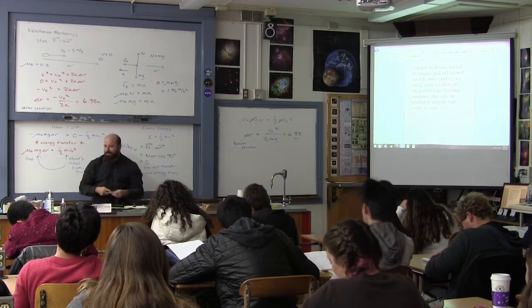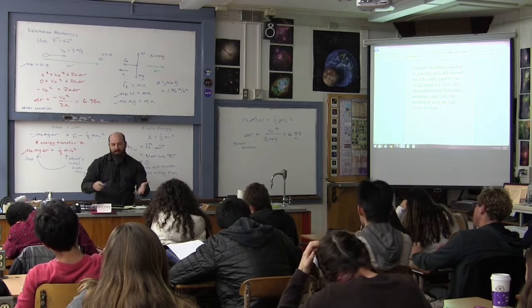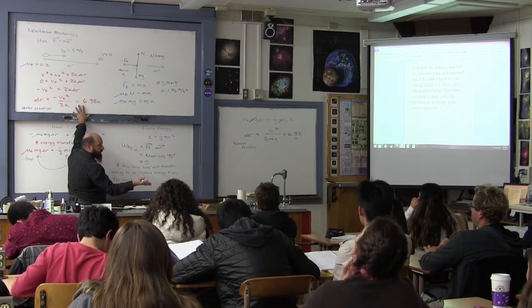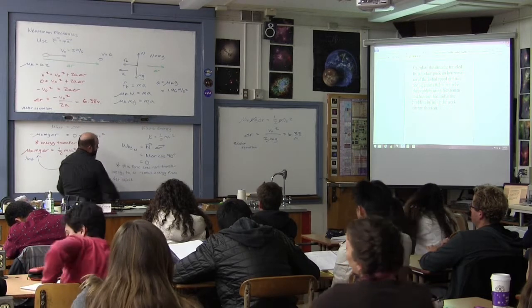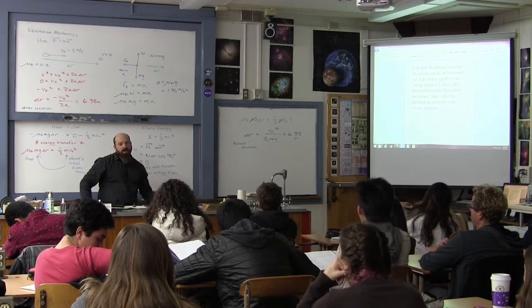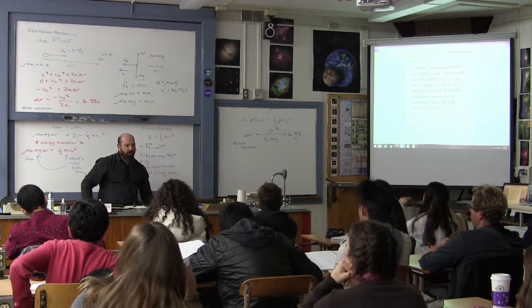What this means is that in theory, you could actually set up any problem in dynamics with either method, F equals ma, and then solve for whatever it is that you're looking for, or the work energy theorem, and then solve for whatever it is that you're looking for. In theory, you could use either method to set up and solve the problem.